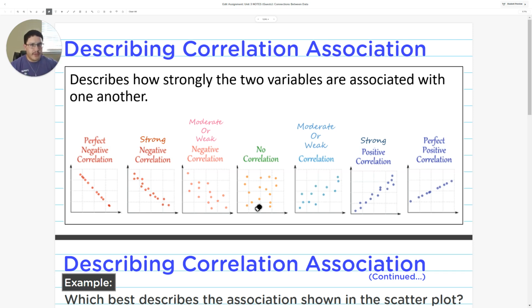And then you have the opposite. You have the positive direction. You have a moderate or weak positive correlation, meaning that they're going up and the dots are a little bit scattered. Strong positive correlation means they're more close together, tight, but it's not perfect. They're still going in the positive direction, just much closer dots. And then you have the perfect positive correlation, which means it's a straight line from left to right going up.